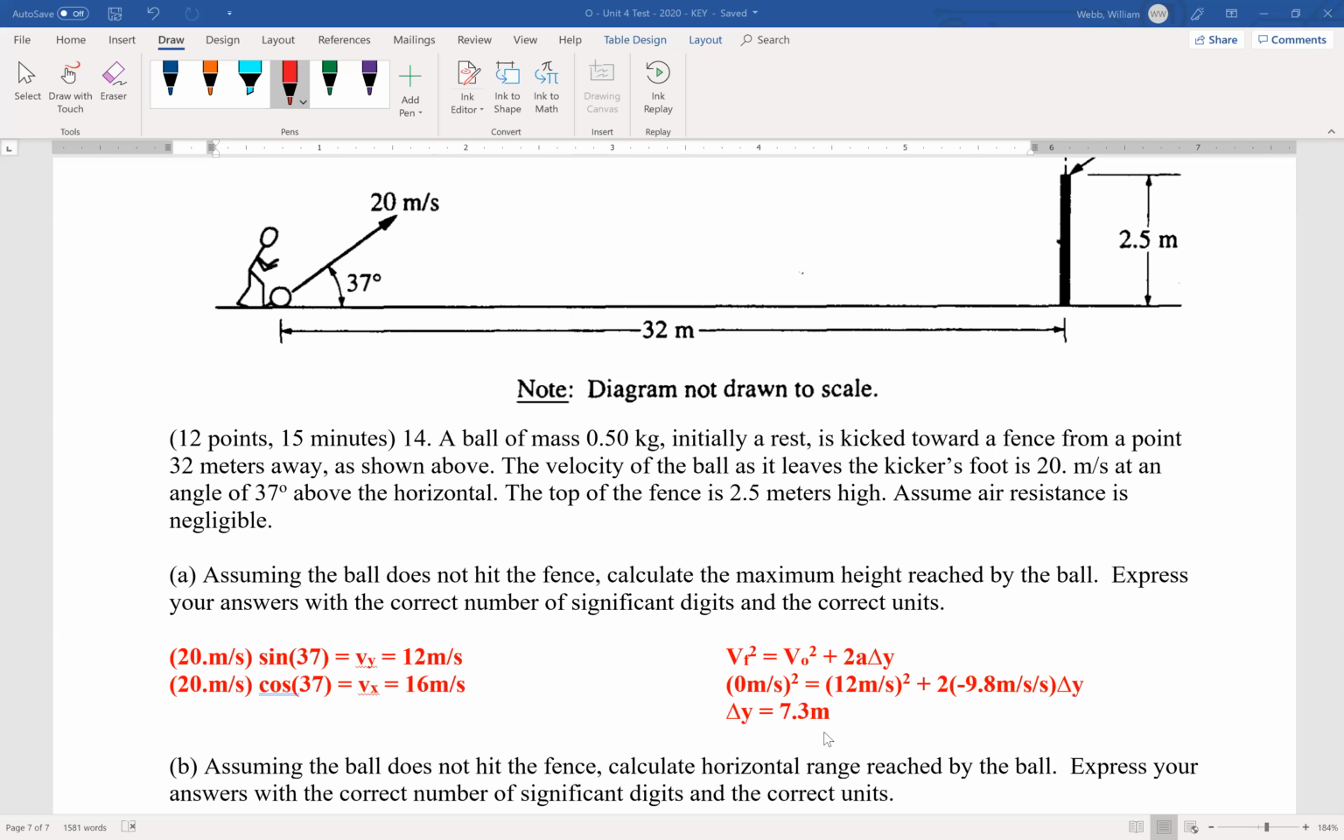So that's how I solved A, but you could go a different route. If you went a different route, you would have different rounding at different points. You might get something like 7.4. And there were a few students that, based on the way they rounded, ended up with 7.0, but it should have 2 sig figs because of our initial values of 32 meters away and 20 meters per second. I guess the only one that's really applicable here is the 20 meters per second. And then if you're counting the acceleration due to gravity as significant, then those both have 2.